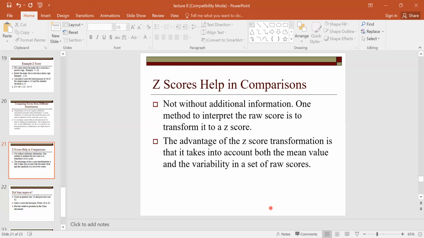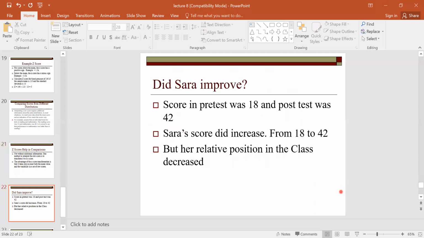So z-score basically helps us in comparison, like we can compare without additional information, and we can interpret the results on the basis of z-score by utilizing the current situation and information. So this is the advantage of z-score. By transforming, it takes into account both the mean values and the variability in the set of raw scores. Let us explain here: the score in the pre-test was 18 and in the post-test was 42. So we have to answer, did Sarah improve here?